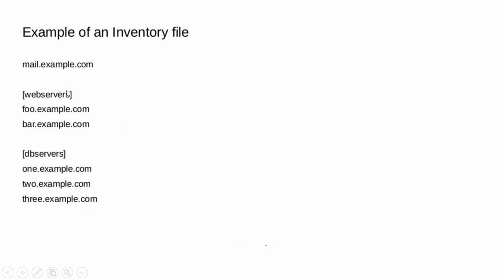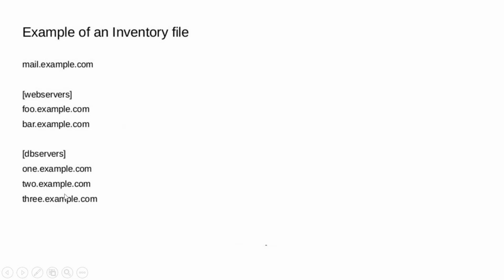When you mention square brackets, this name, web servers or whatever name you give, we will be referring to in our playbook. In a playbook, I can say that whatever IP addresses are mentioned under the web servers section, please install Apache on these two machines only. If in the playbook you mention the section name as DB servers, then whatever software you want to install will be installed on these three machines.